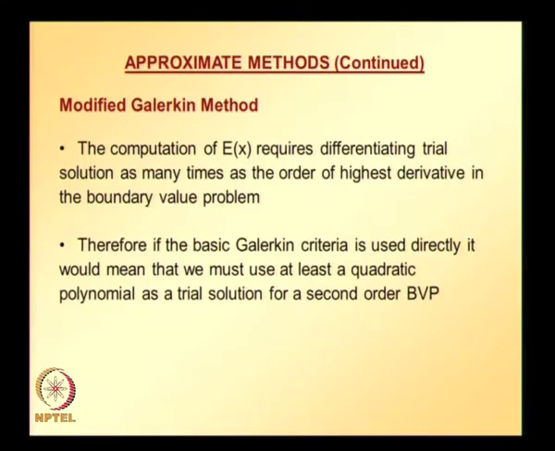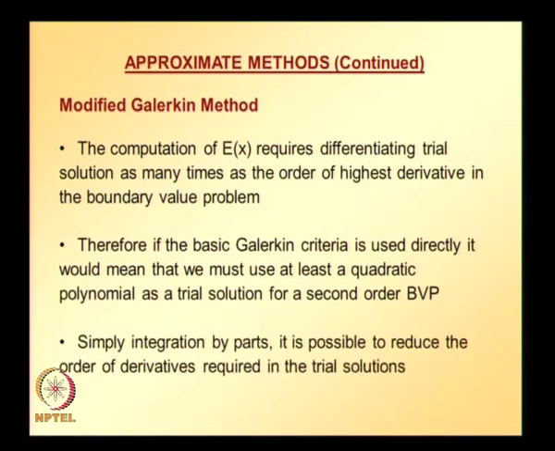So, if basic Galerkin criteria is used directly, it would mean that we must use at least a quadratic polynomial as trial solution for second order boundary value problem, because this residual is going to be second order. A remedy for this, not requiring a higher order polynomial, is integration by parts. By applying simple integration by parts, it is possible to reduce the order of derivatives required in the trial solution.